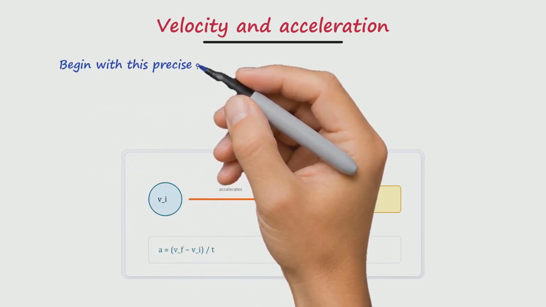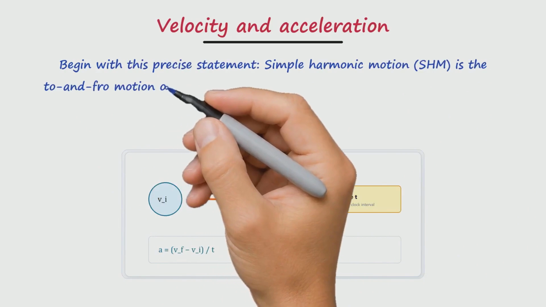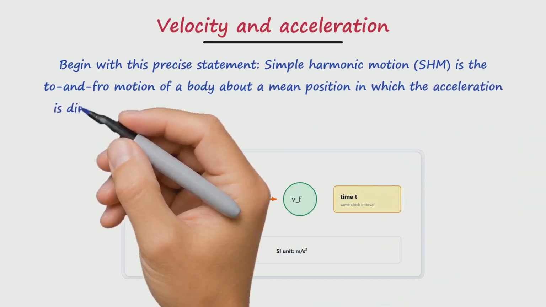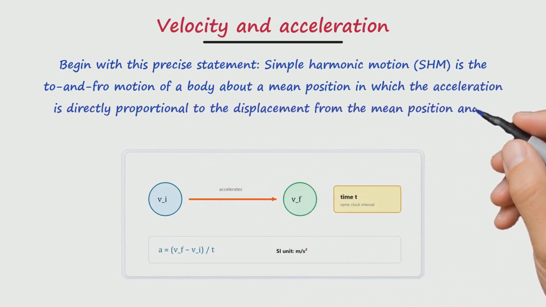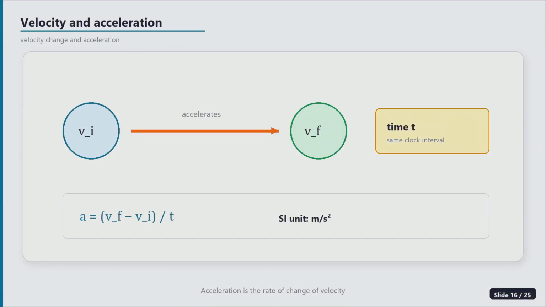Begin with this precise statement. Simple harmonic motion, SHM, is the to-and-fro motion of a body about a mean position in which the acceleration is directly proportional to the displacement from the mean position and is always directed towards it. See how the arrow for velocity can change length or direction. Acceleration is that rate of change, so you can accelerate even while slowing down or while turning at constant speed.